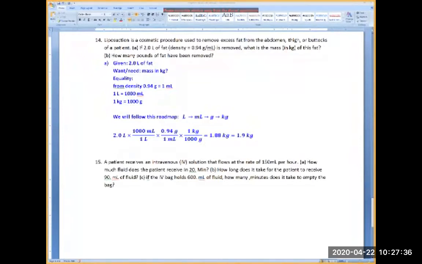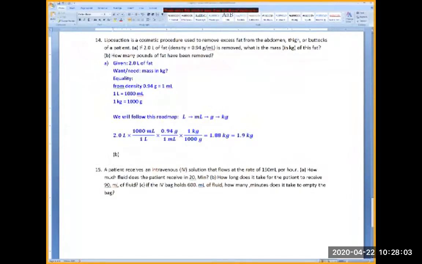So this is chapter 1 review, problem 14. We did question A, where it was asking, if 2 liters of fat is removed and you're given the density, what is the mass in kilograms of this fat? So we answered that question. And now we need to answer question B. That is asking how many pounds of fat have been removed. So this is a simple conversion, because from kilograms, you want to find pounds.